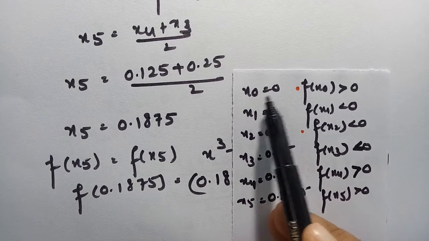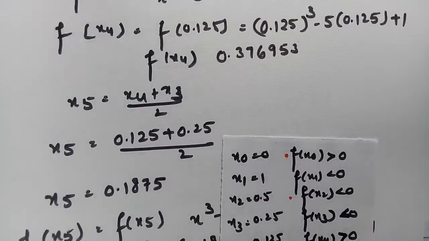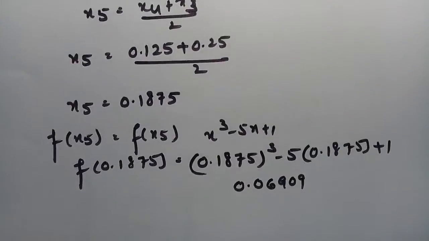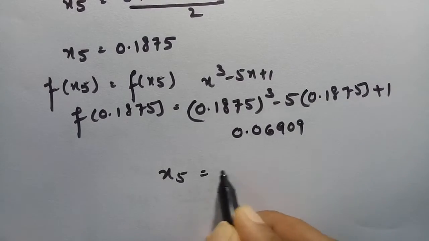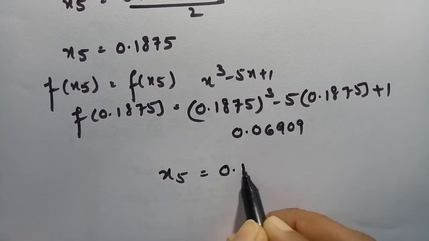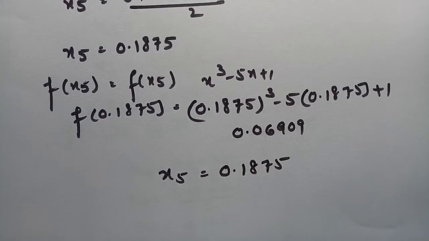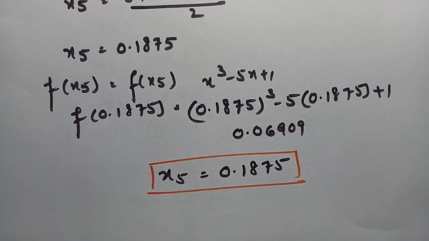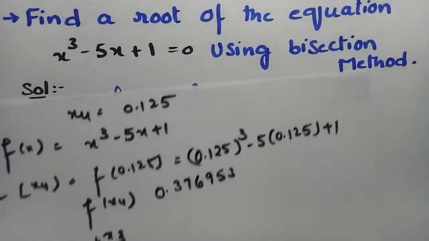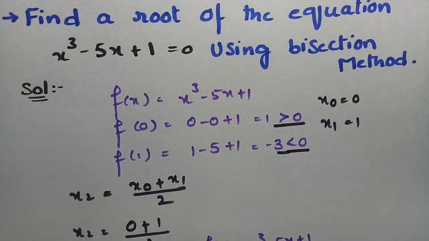So this is enough, and here the first approximation, the root values. First we have to take x0. So the root for the given equation is nothing but x5. I am considering this as a final answer, that is 0.1875 is the root for the given equation. See here, let me explain you once again. This is the most important question.